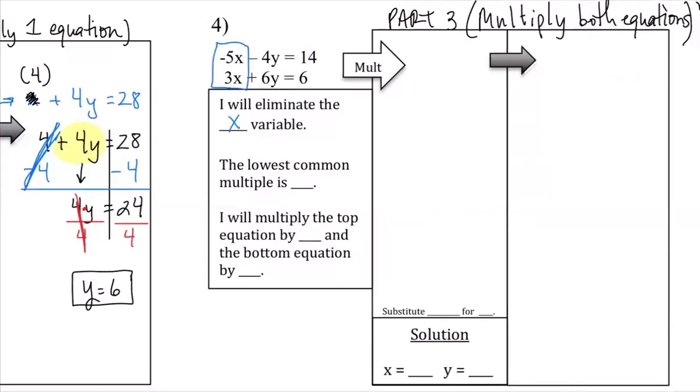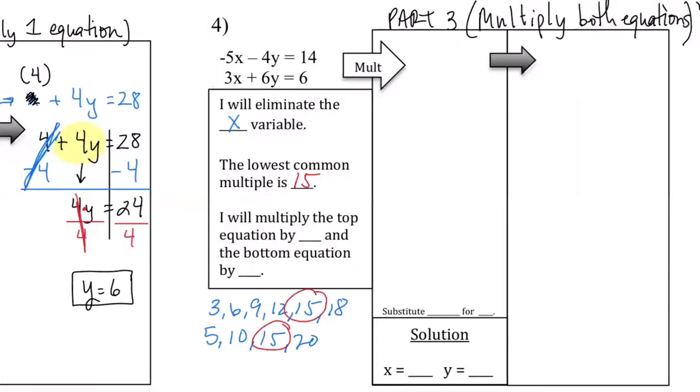So that is a 5 and a 3. So the lowest common multiple: the multiples of 3 here, 3, 6, 9, 12, 15, 18. Multiples of 5, 5, 10, 15, 20. The first number they have in common is that 15. So that 15 is our lowest common multiple. So we want to turn both of the x variables, the coefficients, into 15s.